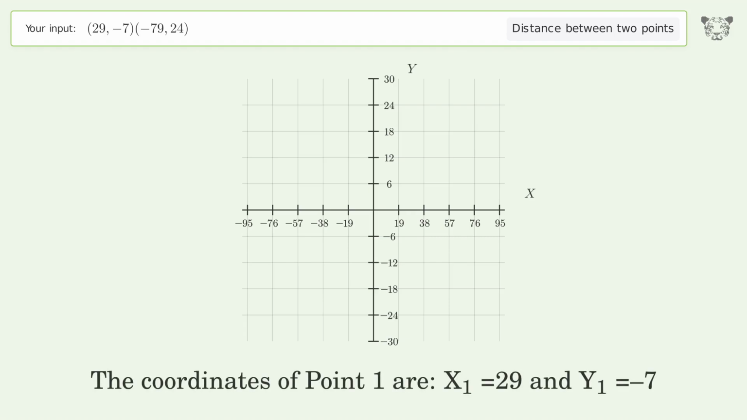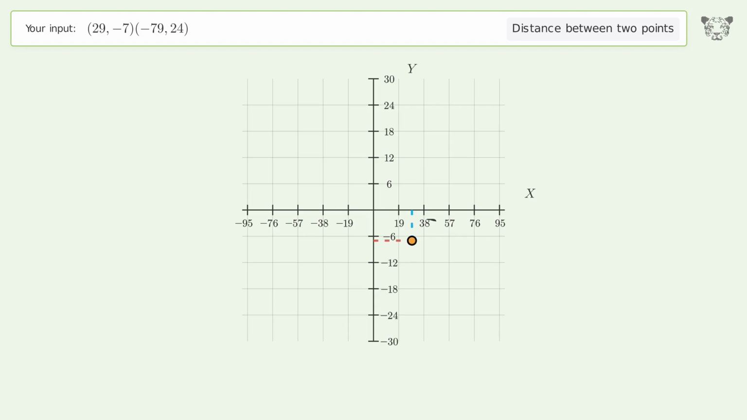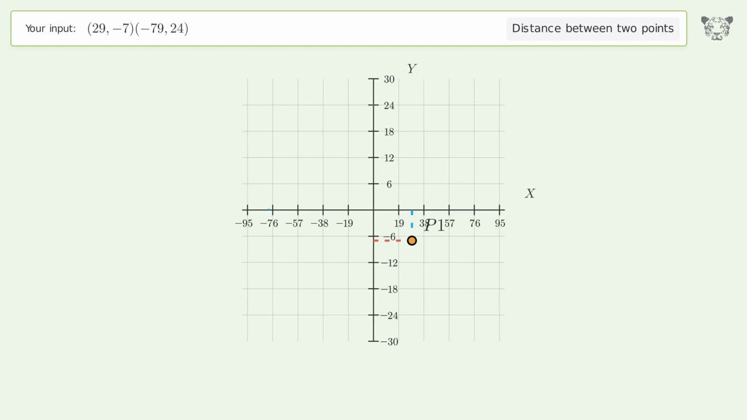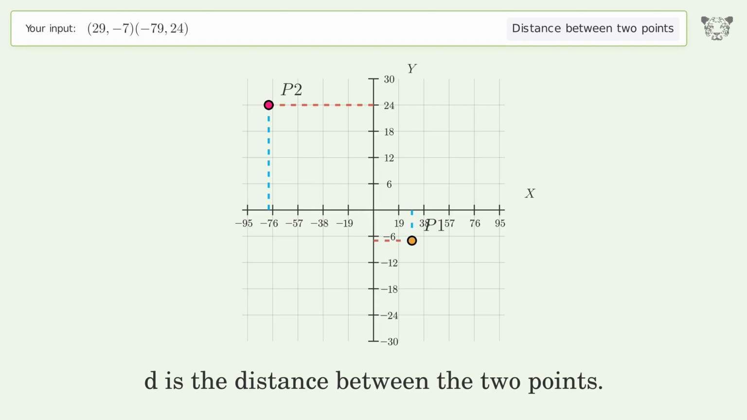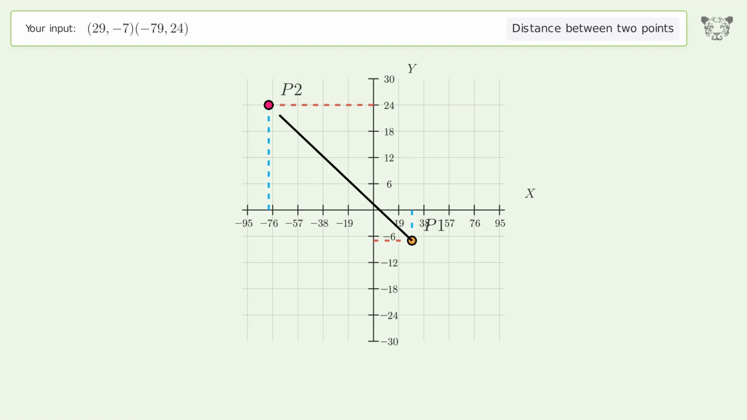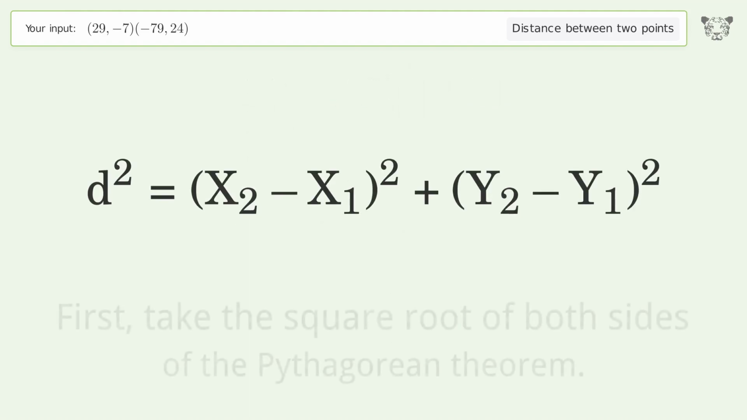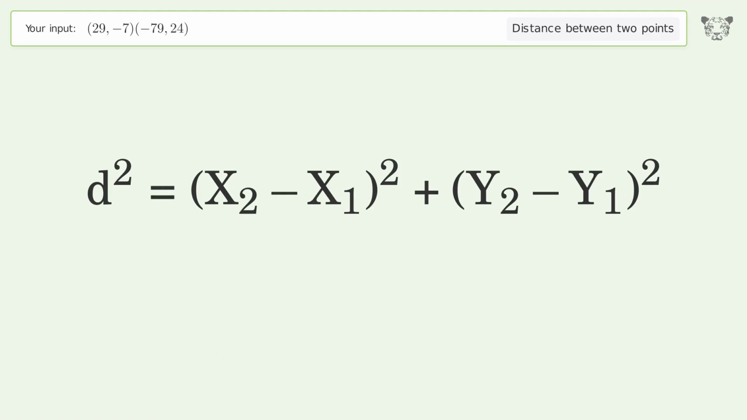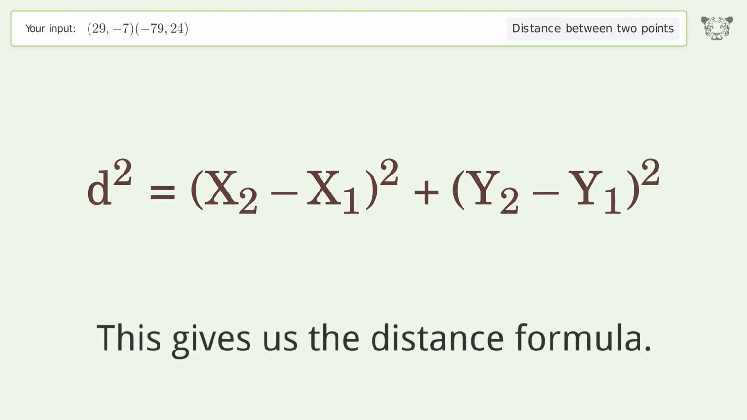The coordinates of point 1 are x1 equals 29 and y1 equals -7. The coordinates of point 2 are x2 equals -79 and y2 equals 24. D is the distance between the 2 points. First, take the square root of both sides of the Pythagorean theorem. This gives us the distance formula.